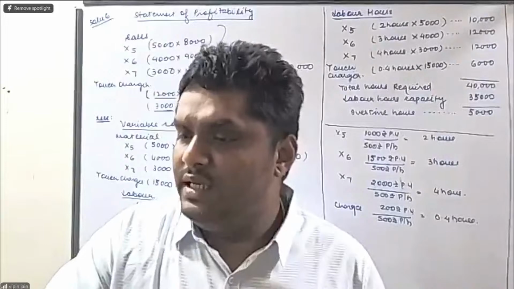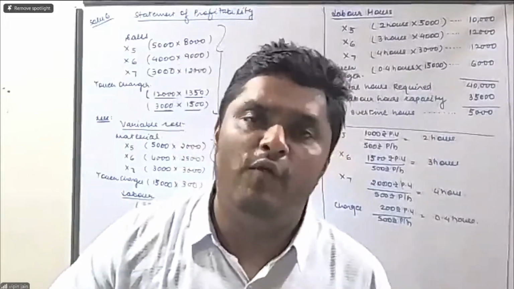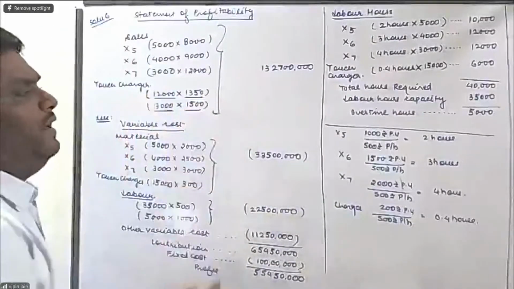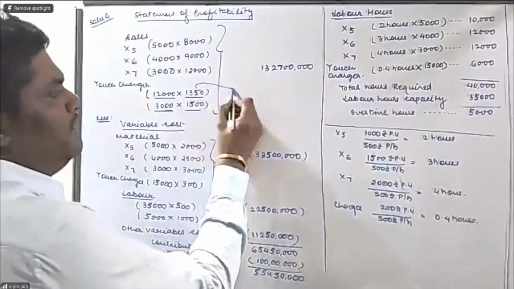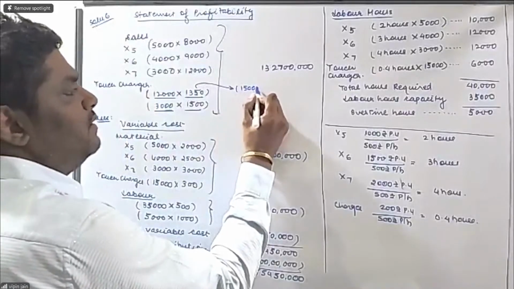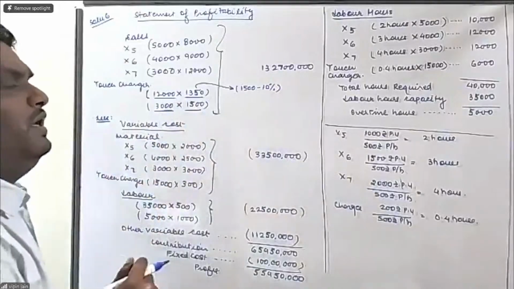Bhaskar Das, see, read the question. If the touch charger is sold along with a mobile phone, we are offering a discount. See, 1350, how come I got it? 1500 minus 10%. This is how I got 1350.